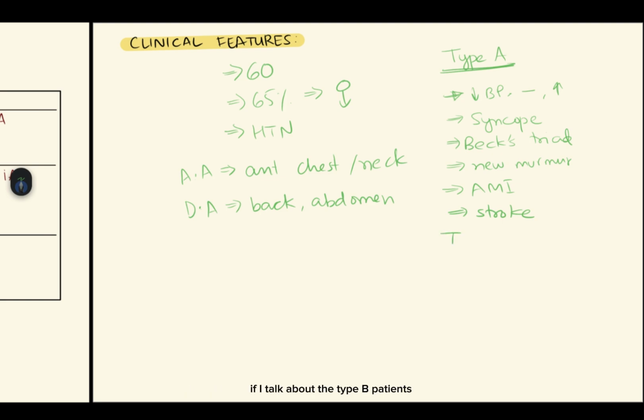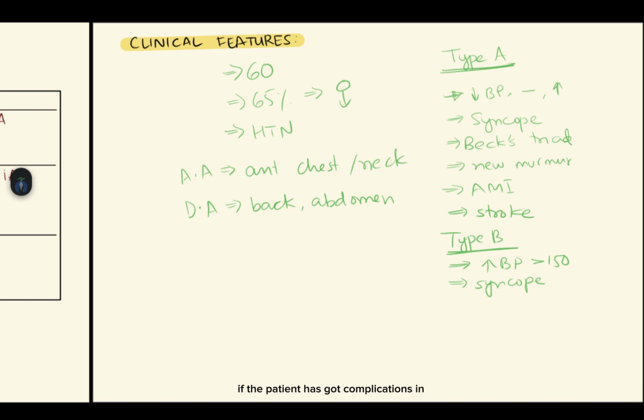If I talk about the type B patients, the majority of these patients will have elevated blood pressure, more than 150 systolic, and that is going to be the driving force which must be controlled. They can also have syncope and pulse deficits, although it is less common than type A.